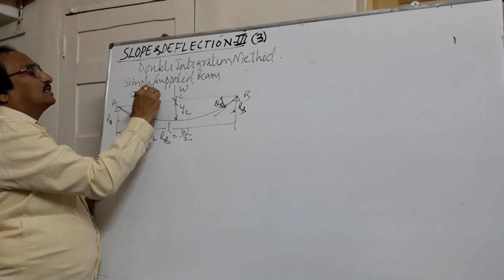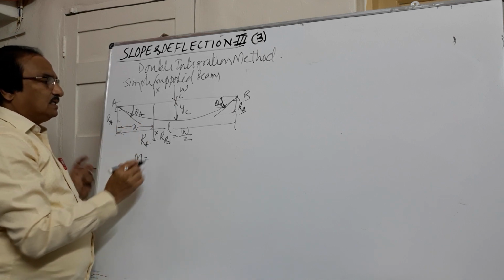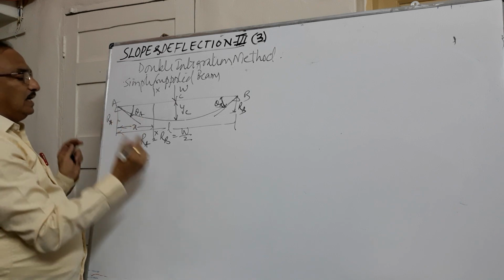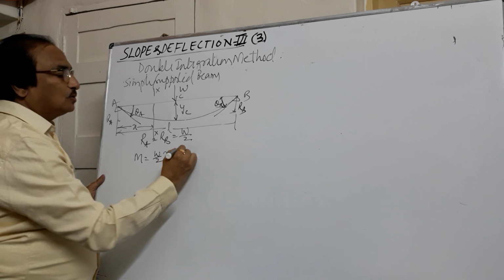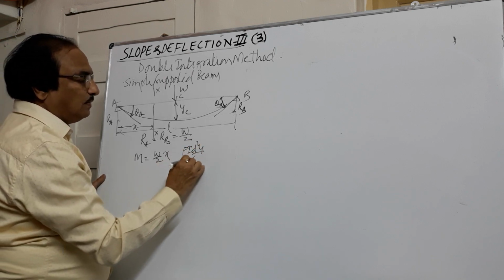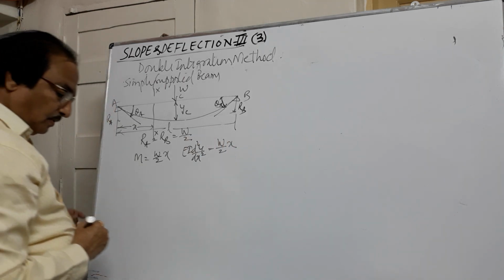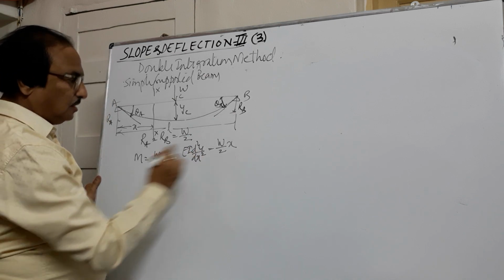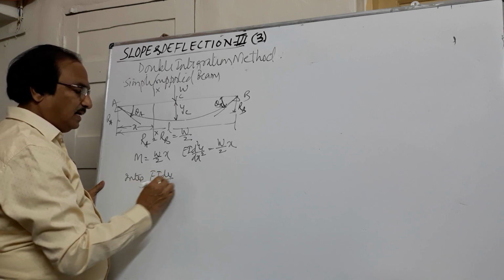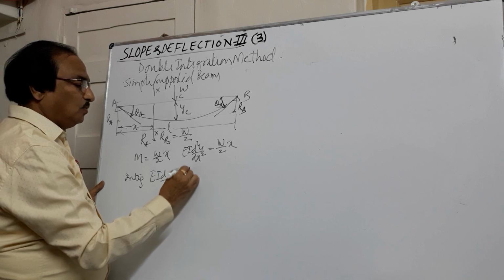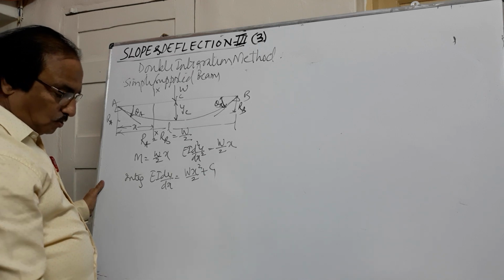Let us consider a section XX at a distance x from the end. We know the bending moment at the section is given by RA into x, and RA is nothing but W by 2, so W by 2 into x. Upward moment is positive. Let us substitute this in the differential equation: EI d2y by dx square is equal to W by 2 into x. It is positive. Let us integrate it. If I integrate, it will be EI dy by dx is equal to Wx squared by 4 plus C1.